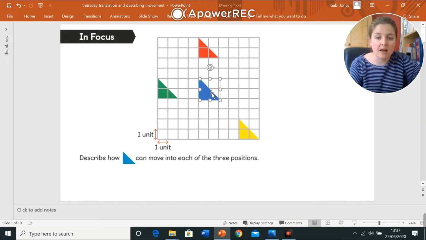In order to get to the green shape, I need to move it this way. I need to move it to the left. This is a big thing in this lesson. If you don't know your left and right, now is the time to learn it.